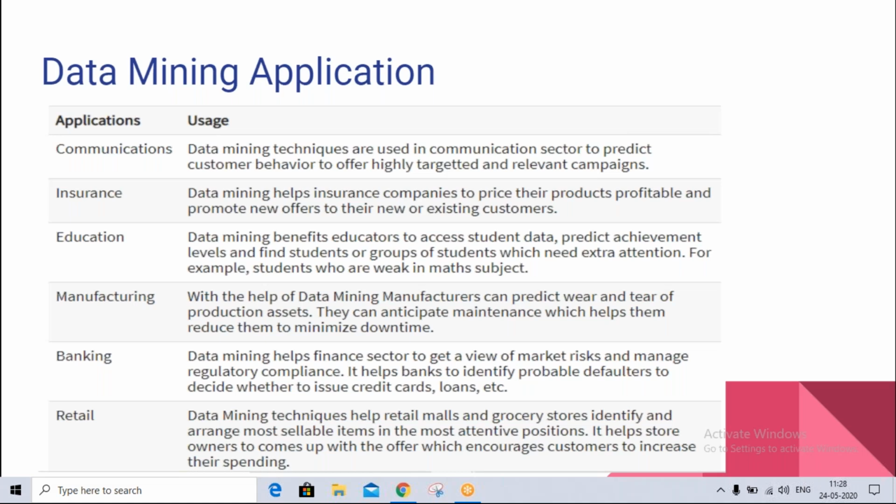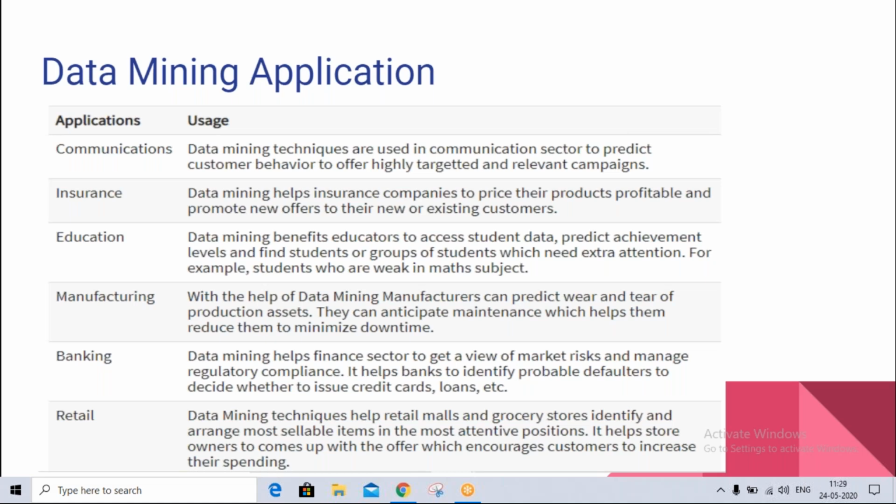Then education. In education, data mining benefits educators to access the student data and predict the achievement level, and find or group the students which need extra attention, for example, students who are weak in the math subject. Then in the manufacturing industry, with the help of data mining, manufacturers can predict the wear and tear of the production aspect, and they can anticipate the maintenance, which helps them minimize the downtime of a machine.